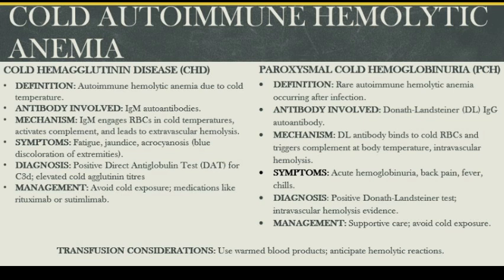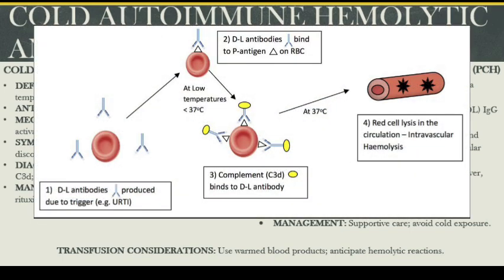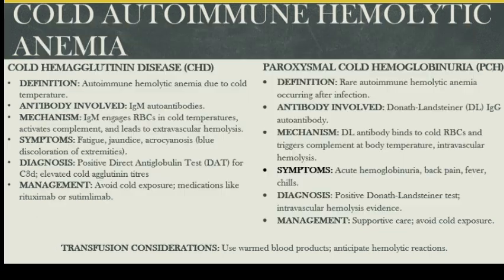Paroxysmal cold hemoglobinuria is a rare autoimmune hemolytic anemia characterized by the presence of Donath-Landsteiner antibodies. These biphasic IgG autoantibodies bind to RBCs at cold temperatures and activate complement at body temperature, leading to intravascular hemolysis. It is often caused by viral infections such as measles, mumps, or Epstein-Barr virus, and was historically associated with syphilis. PCH is now more commonly seen in children post-viral illnesses.